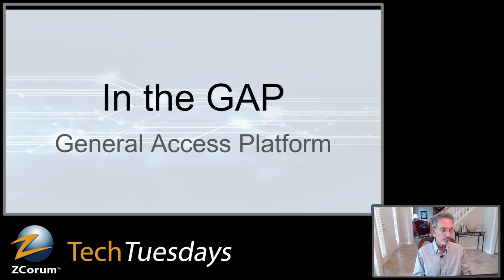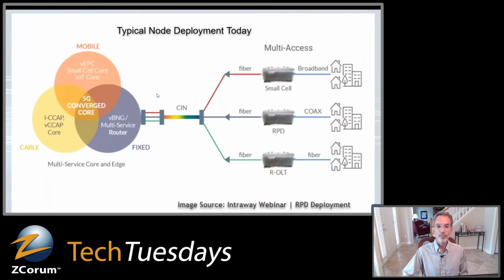So there's different benefits to this. Let's go ahead and show some slides. There we go. So this is kind of your typical node deployment that you might see today, where you've got different kinds of access nodes out there in the field. You've got small cells, so something like a 5G deployment. RPD, a remote PHY deployment with your remote PHY device. Then maybe a remote OLT.